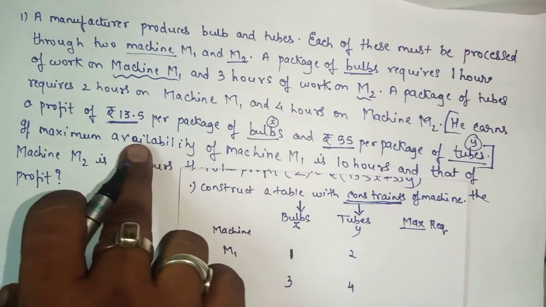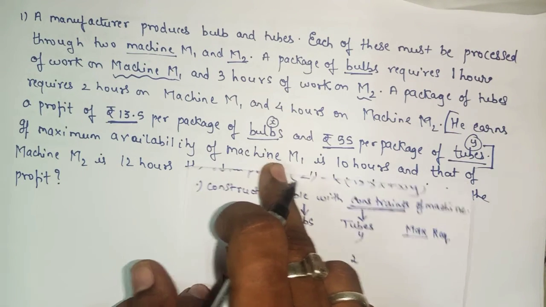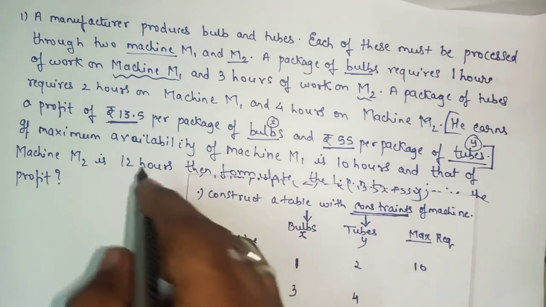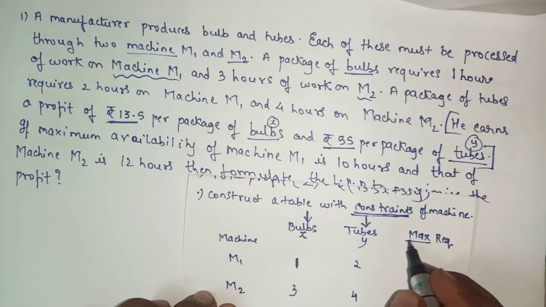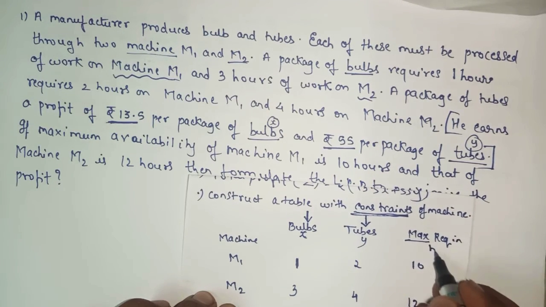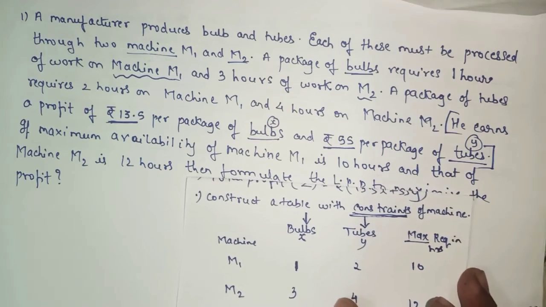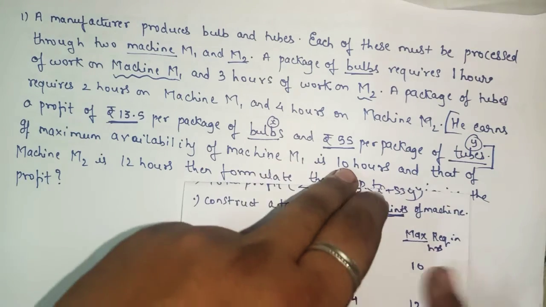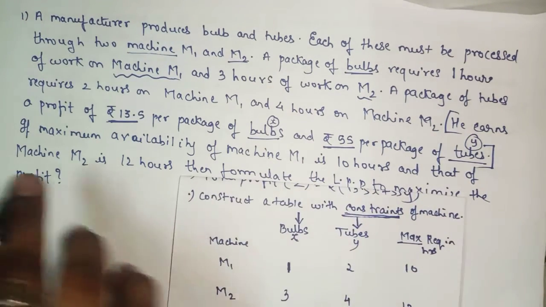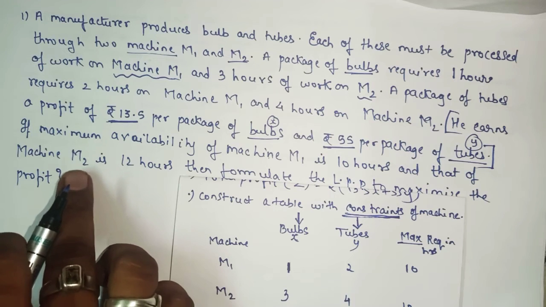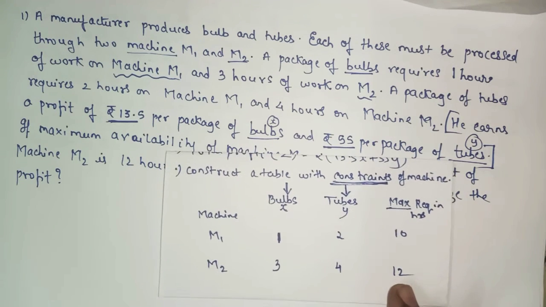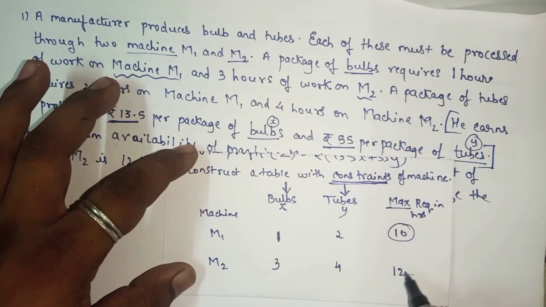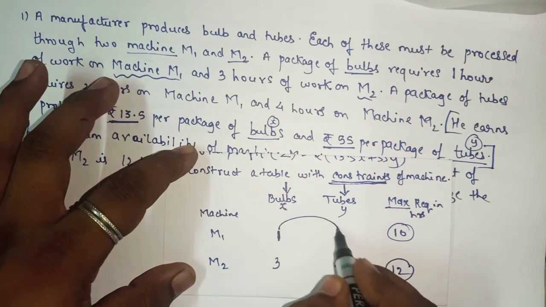So here the maximum availability for machine 1 is what? 10 hours. So here you will write 10 hours, and that of machine 2 is 12 hours. The maximum requirement is in hours. So the maximum requirement of machine 1 is 10, so you will write 10 here, and for machine 2 it is 12, so you will write 12 here. Okay, so remember this, that the third column number will always be greater than the other 2.